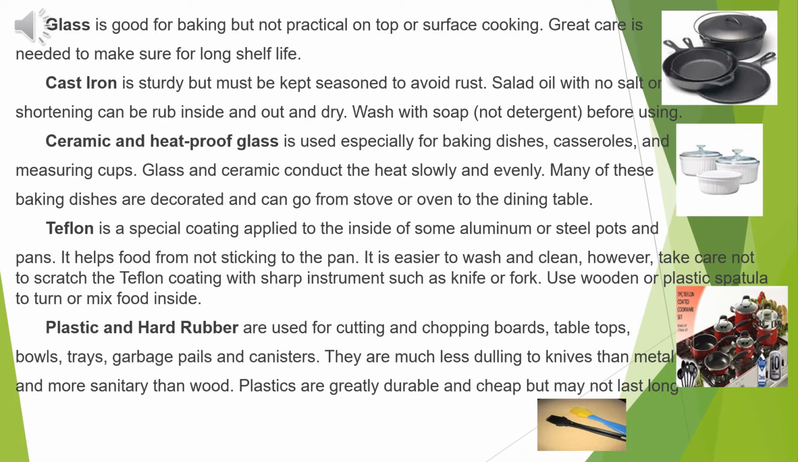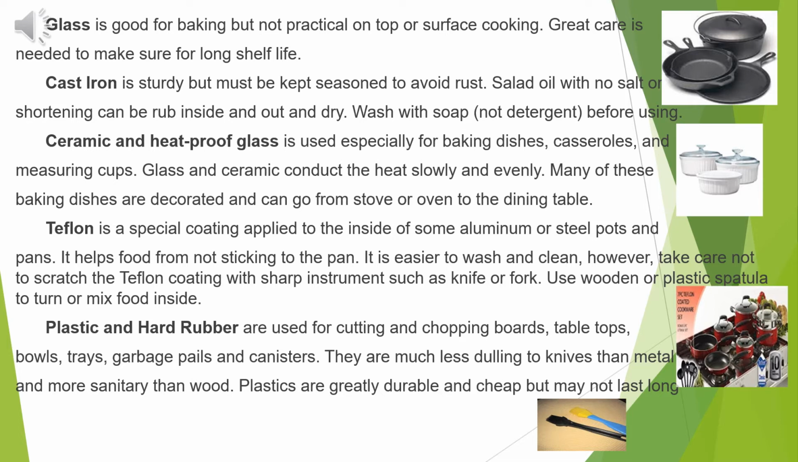Now let's go to another type of material. We have glass. Glass is good for baking but not practical on top or surface cooking. Great care is needed to make sure for long shelf life. And also we have cast iron. It is sturdy but must be kept seasoned to avoid rust. Salad oil with no salt or shortening can be rubbed inside and out and dry. Wash with soap, not detergent, before using.